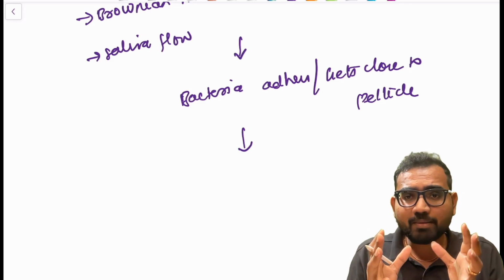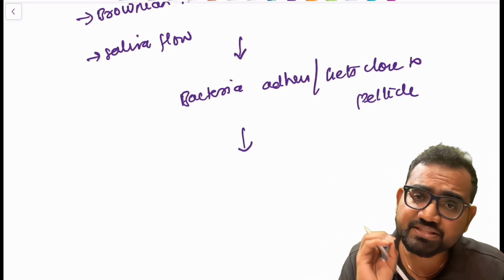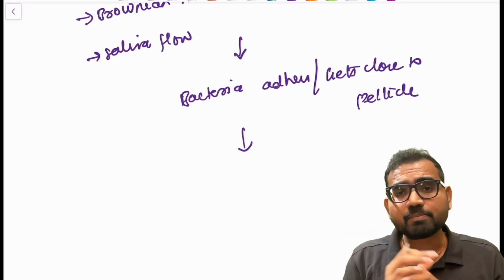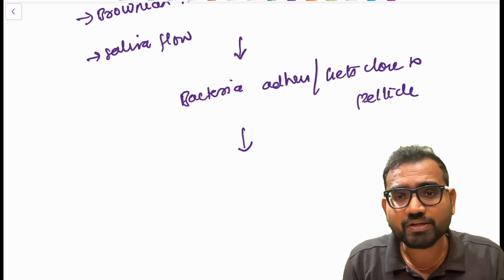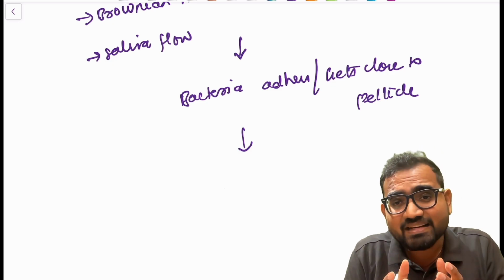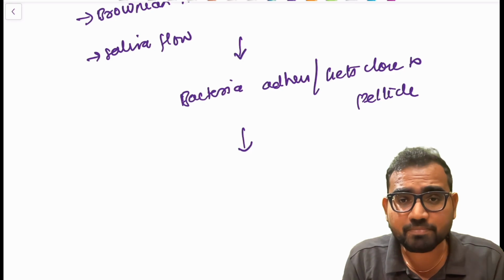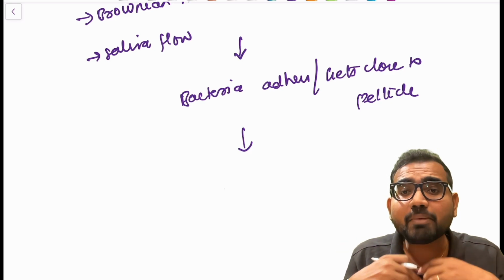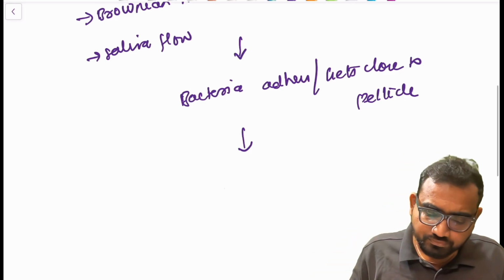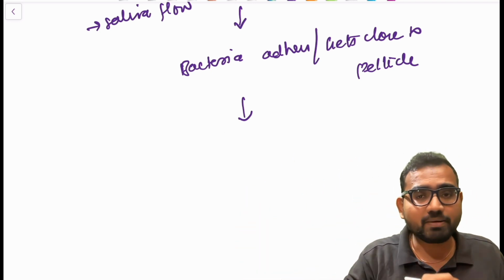Okay, so now what happens? The bacteria moves towards the pellicle and tries to attach itself to the pellicle. Why? Because the pellicle has glycoproteins, all the nutrients required for the bacteria. So indirectly, the pellicle also acts as the culprit. That is, it protects the bacteria or helps the bacteria to grow. So the bacteria goes and attaches itself to the pellicle.